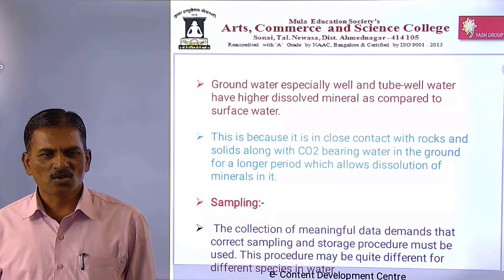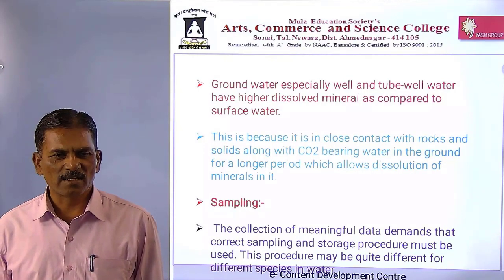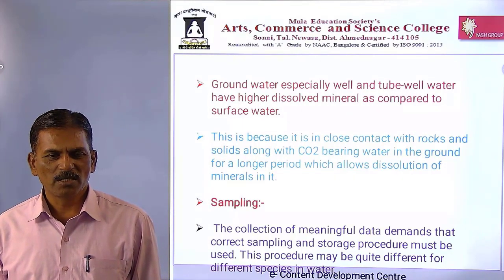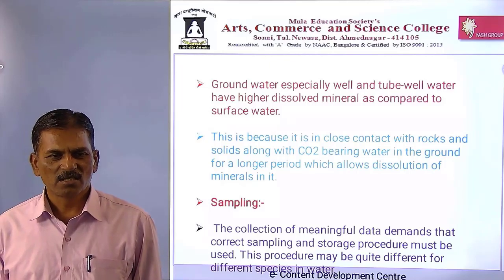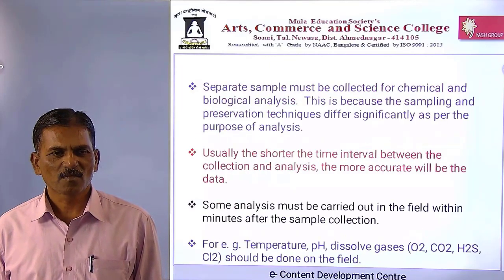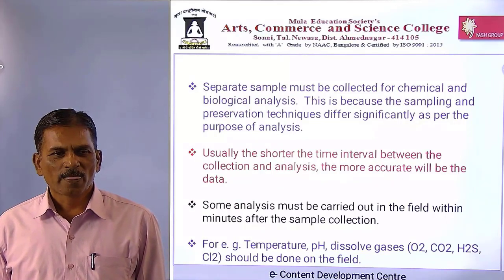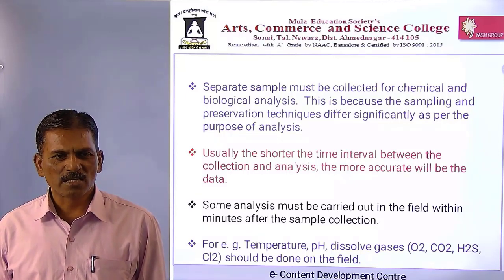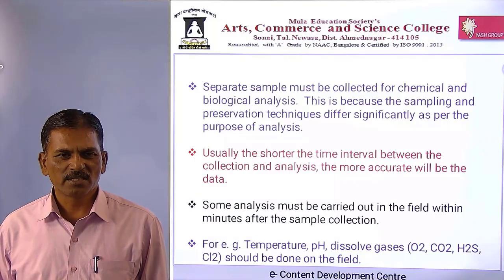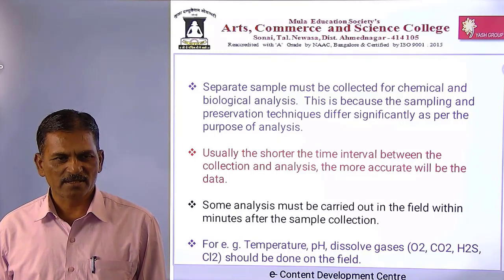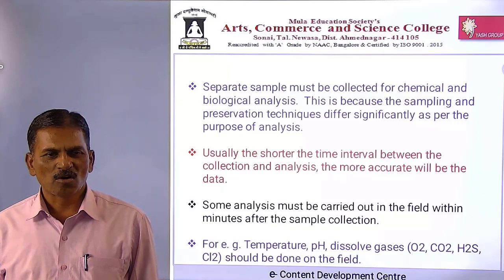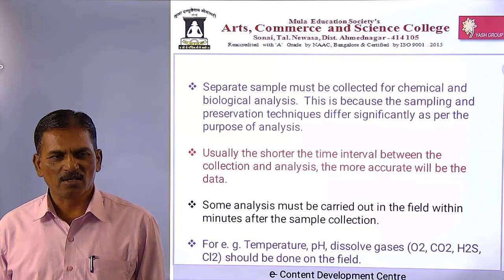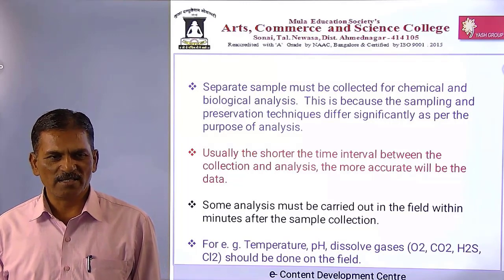Sampling of water. The collection of meaningful data demands that correct sampling and storage procedures must be used, and this procedure may be quite different for different species in water. So, separate samples must be collected for chemical and biological analysis. This is because the sampling and preservation techniques differ significantly as per the purpose of analysis. Usually, the shorter the time interval between collection and analysis, the more accurate will be the result of water analysis.